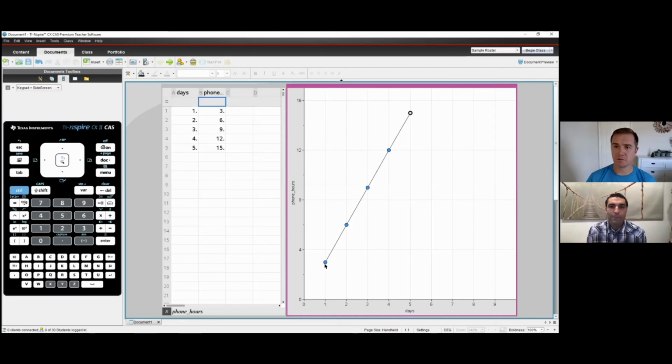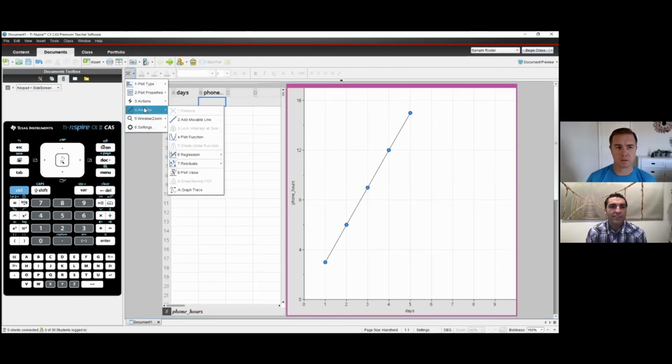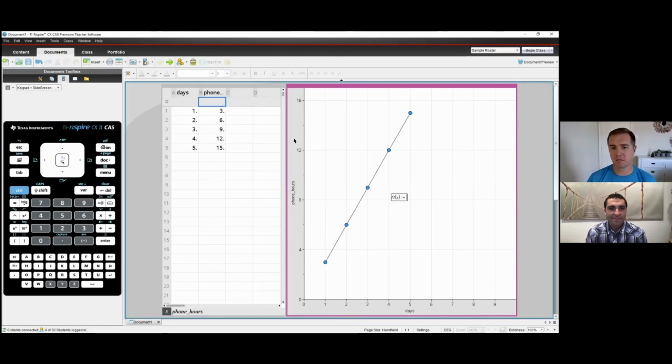For sure. Now to your question, can we equate these? Is it safe to say that y equals x? Let's just put an equation on there. Sure, we're going to say y equals x, so y meaning phone hours.